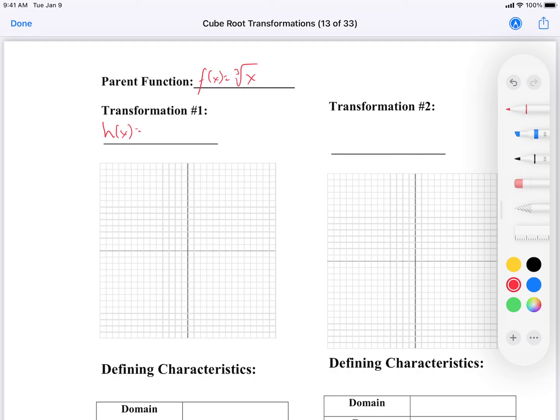I want you to graph h of x is equal to 2 cubed root of x minus 1. And then I want you to graph g of x, which is equal to negative cubed root of x minus 2, but the negative is in the radical. Okay? So please, I'm going to give you about 10 minutes. Please go ahead and start. I'm going to pause the video here.